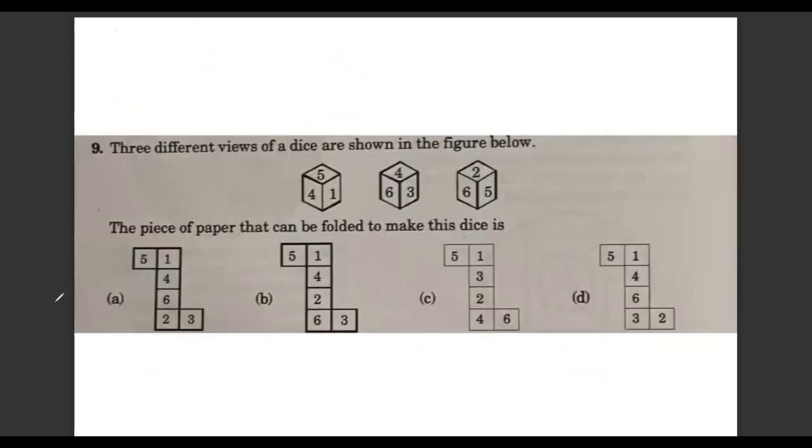Question number 9. 3 different views of a die are shown in the figure below. The piece of paper that can be folded to make these dice. Yes. From the first view of the dice, it is clear that the opposite face of 4 is either 2 or 3 or even 6, because you have 1, 2, 3, 4, 5, 6. Now already 4, 5 and 1 are taking the sides, so it can be either 2, 3 or 6.